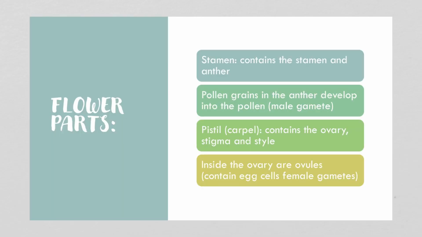So again, as I mentioned before, the stamen contains the filament and the anther. The pollen grains in the anther develop into the pollen, which become the male gametes. The pistil, also called the carpel, contains the ovary, the stigma, and the style. And inside the ovary are found the ovules, which contain the egg cells, which are the female gametes.